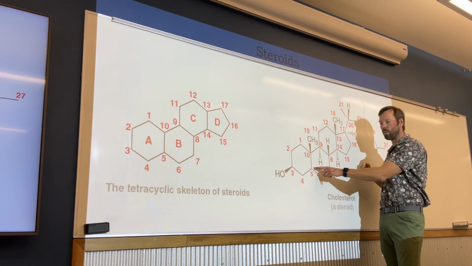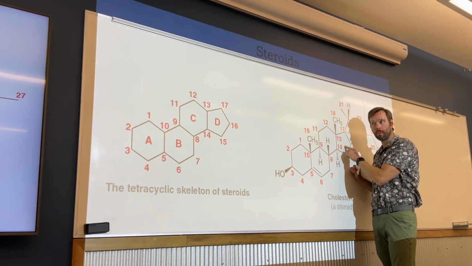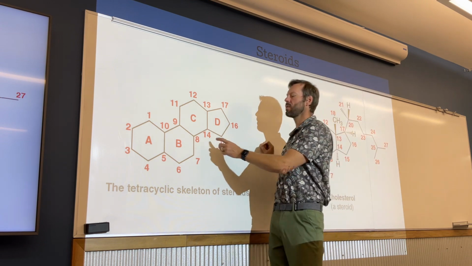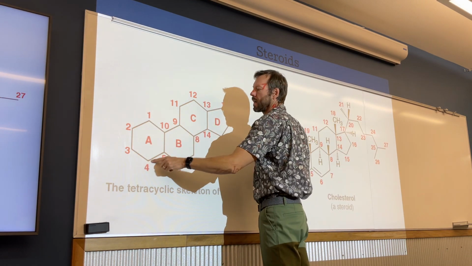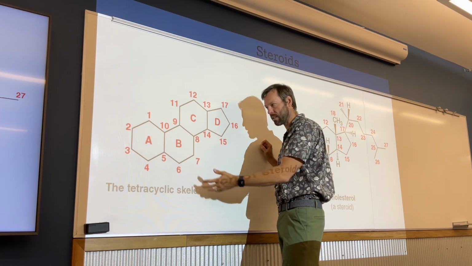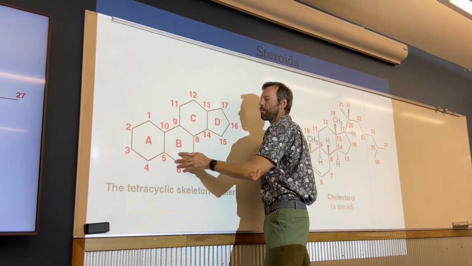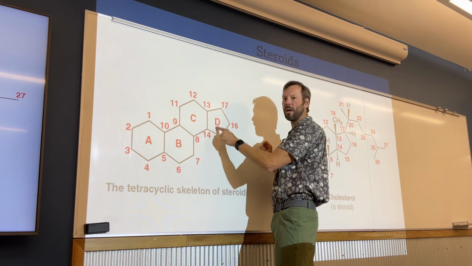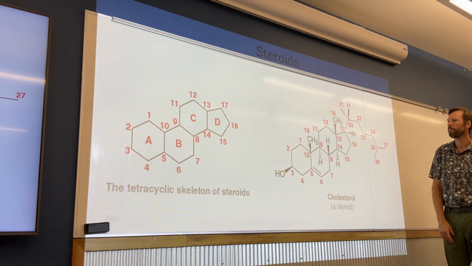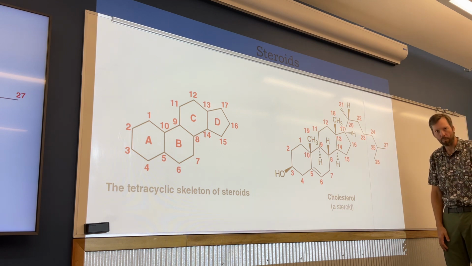It may not have a double bond, or it may have more than one double bond, right? But having these cyclohex, I won't call it hexane because it could be hexene, these hexagons and then this pentagon here, cyclopentane, is going to be common through all of them.